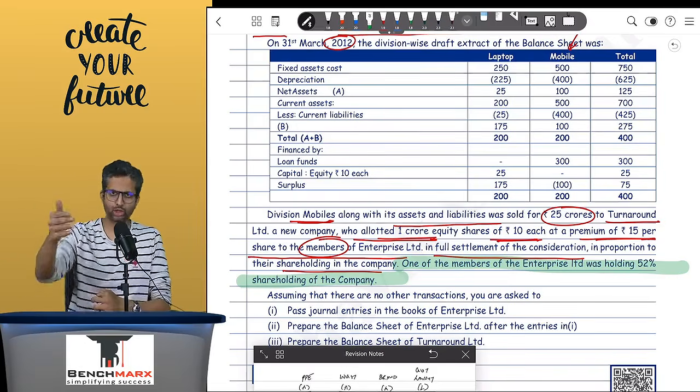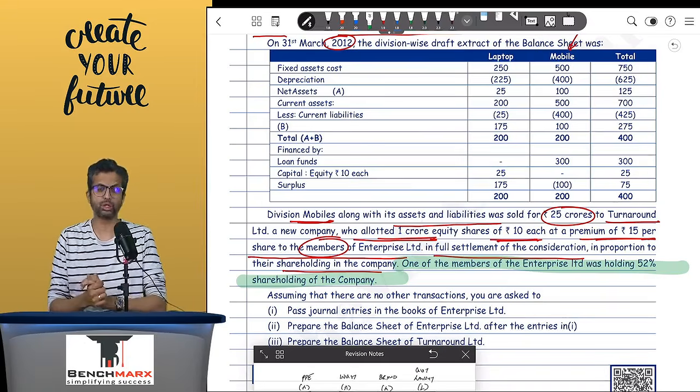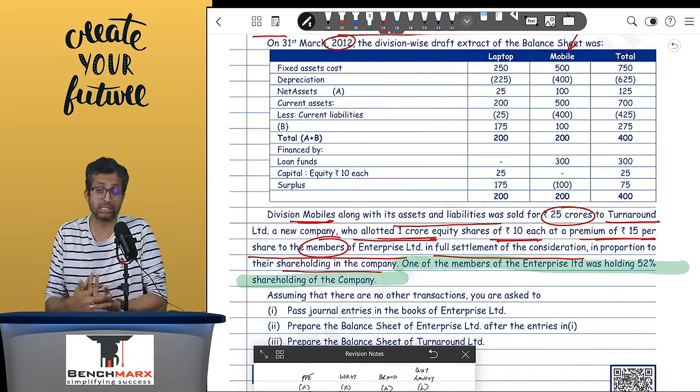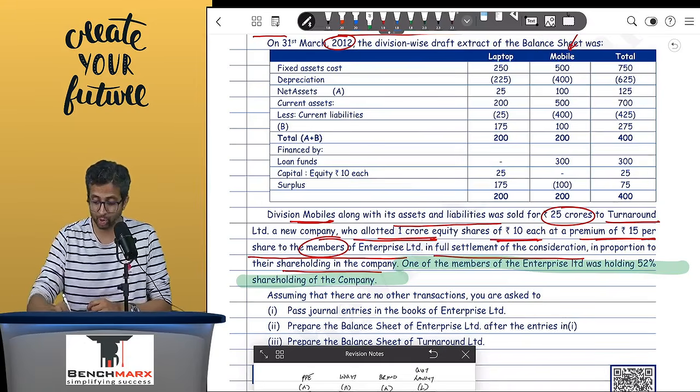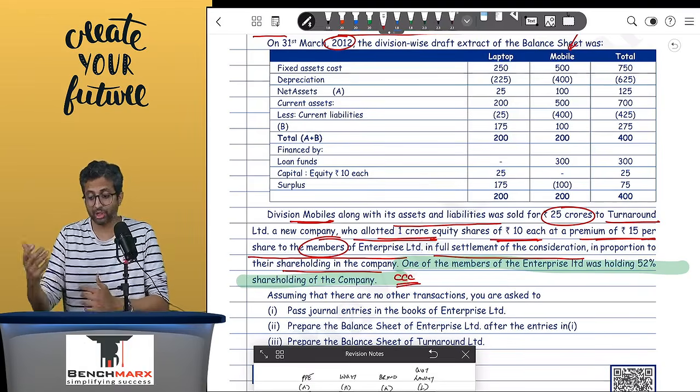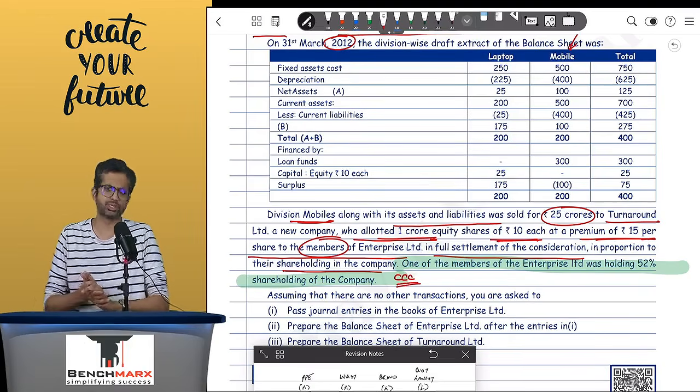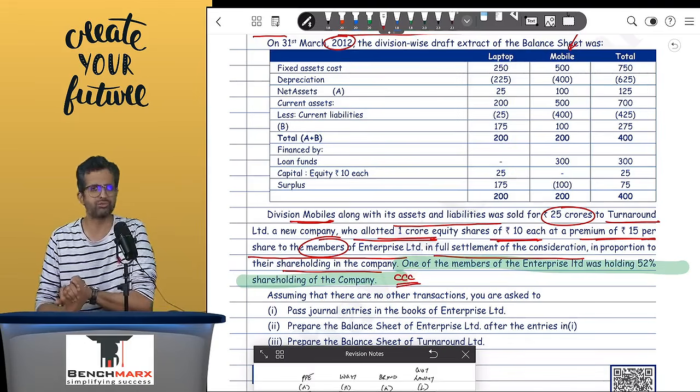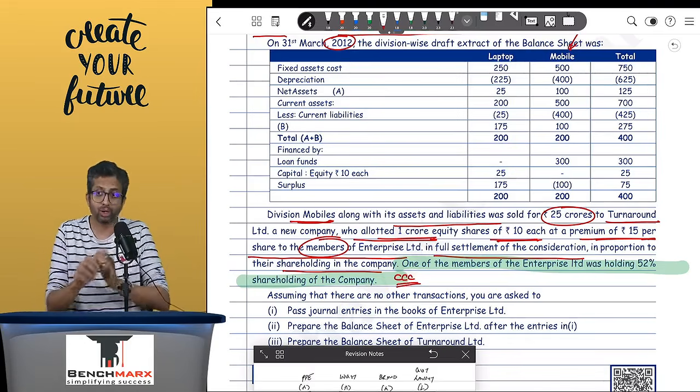Turnaround will also be controlled by that shareholder holding a 52% stake, and hence this can be taken as case 2, which is a common control combination. Achha, what if it was told that none of the members was holding more than 50% stake, in which case it will be case 3, which can be treated as a business combination. But what if the question remains silent?